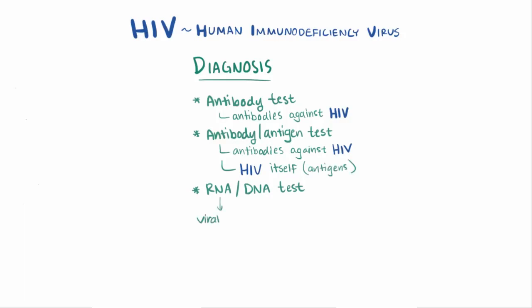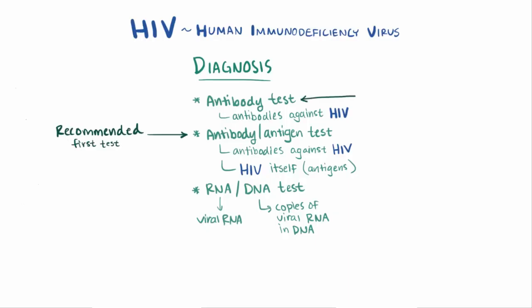So antibody/antigen tests detect both antibodies to the virus as well as the virus itself. RNA tests screen for viral RNA, so they also detect the virus directly. And DNA tests look for copies of the viral RNA, since remember it's a retrovirus, so it copies its genetic material into DNA. For screening purposes, the recommended test is the antibody/antigen test, which is better at identifying early infection. It's also recommended, if the first test is positive, to follow it with a confirmatory test that looks for antibody or nucleic acids.